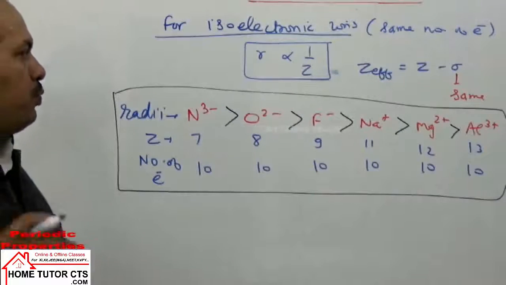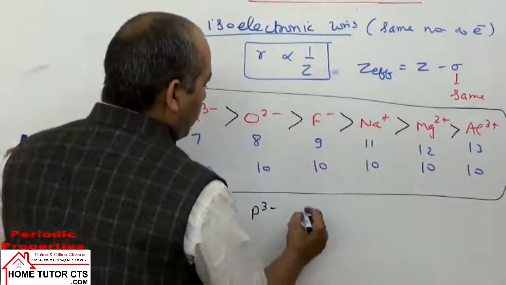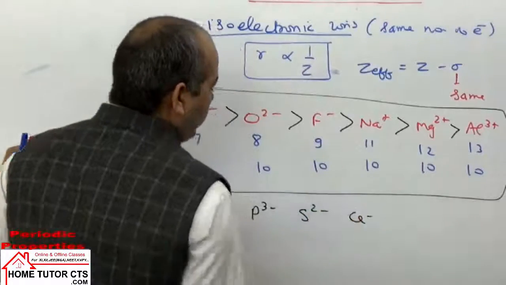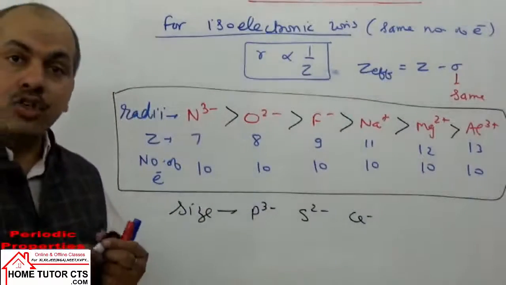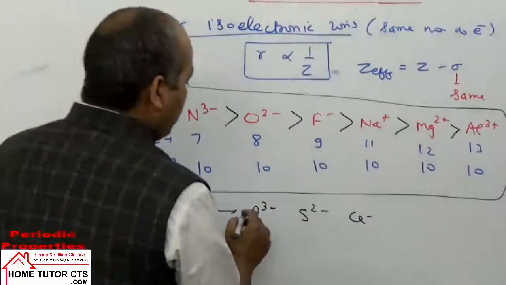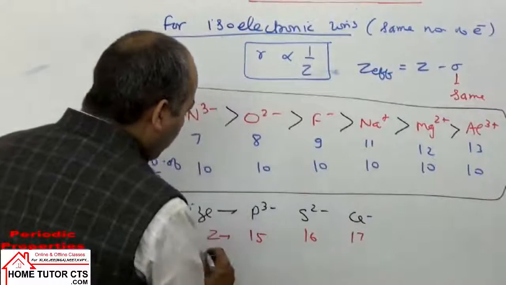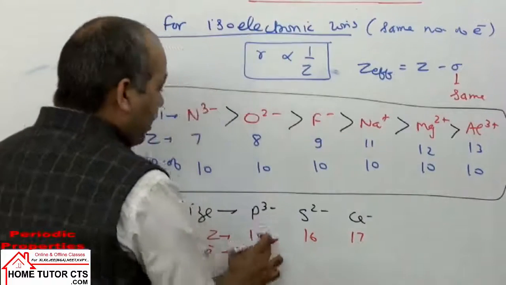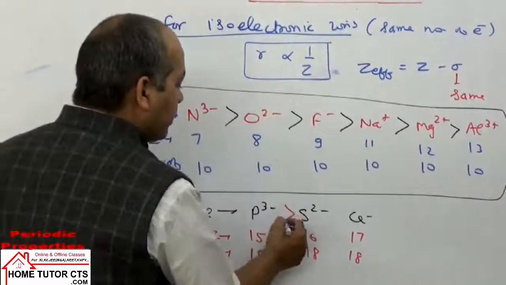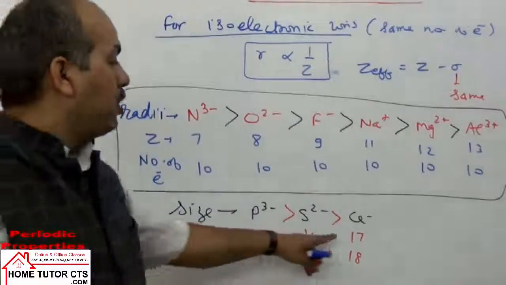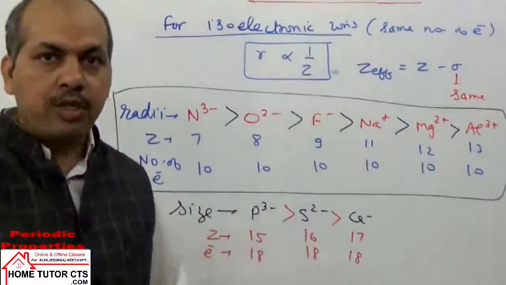Now suppose a question is given to you on ion comparison, like P3 minus ion, sulfide ion and Cl minus ion. Can you tell the order of size of these ions? Again they are isoelectronic. What is Z here? 15, 16, 17. The number of electrons in all cases is 18: 15 plus 3 is 18, 16 plus 2 is 18. So in this case size will depend inversely on the atomic number for isoelectronic species. I hope this point is clear.